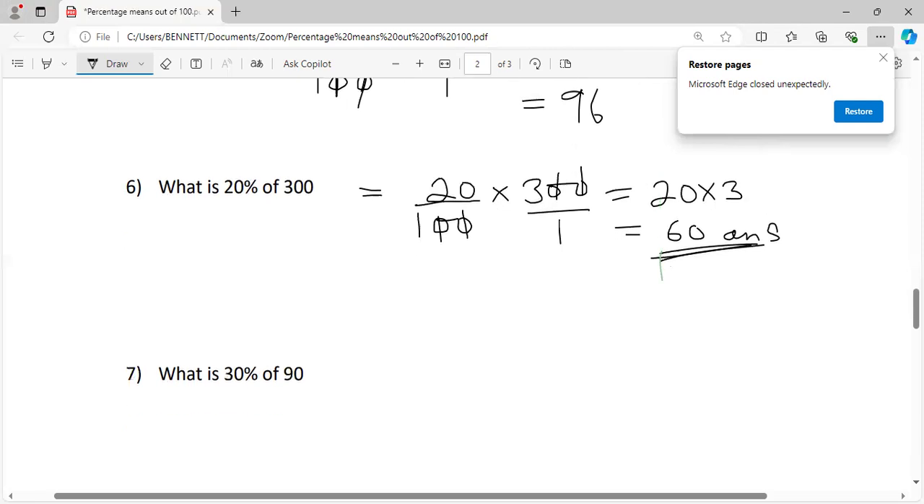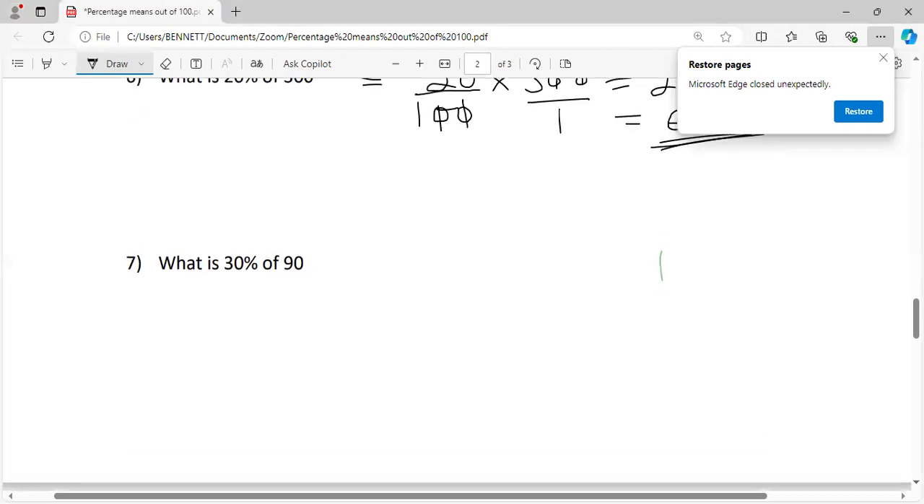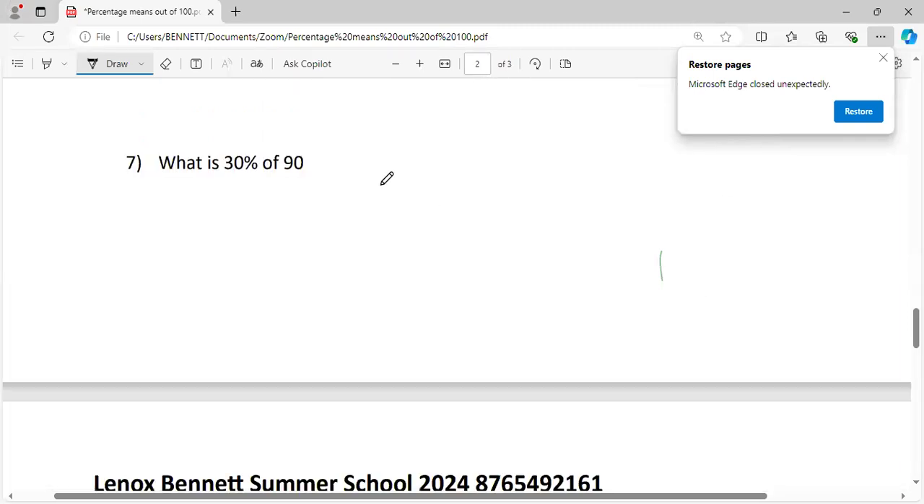This one says, what is 30% of 90? Do that one and then return, alright? Alright, so you say what is 30% of 90, right? So, again, same procedure. So it's 30 over 100 times 90.